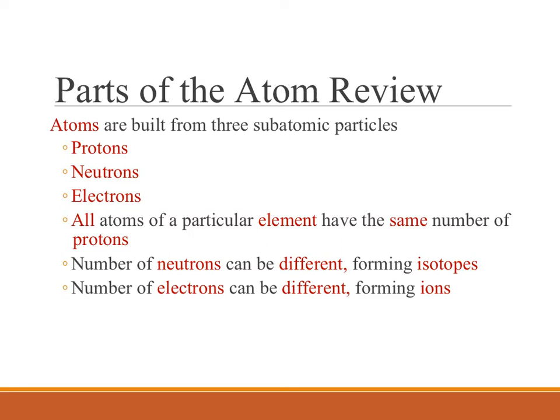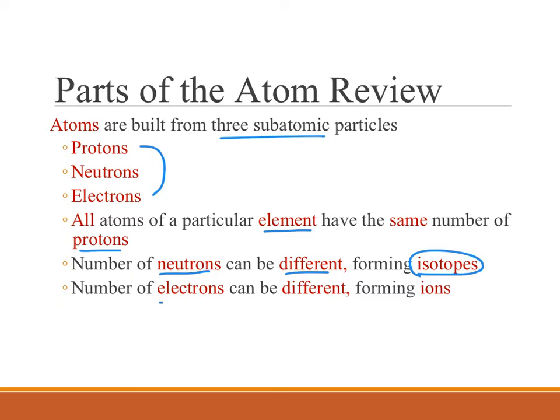Remember that atoms are built from three subatomic particles: protons, neutrons, and electrons. All atoms of any particular element are going to have the same number of protons because protons determine the identity of the atom. The number of neutrons can differ in a particular element, and that forms isotopes. So we have carbon-12, carbon-13, and carbon-14, all different isotopes of carbon. The numbers there refer to the mass, which is calculated by adding together protons and neutrons.